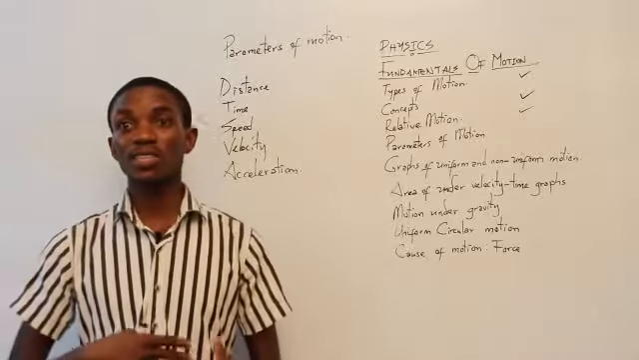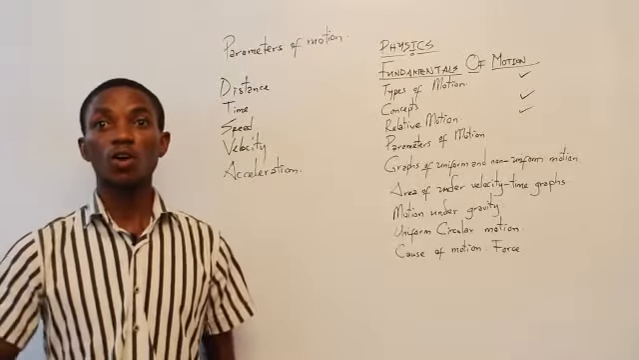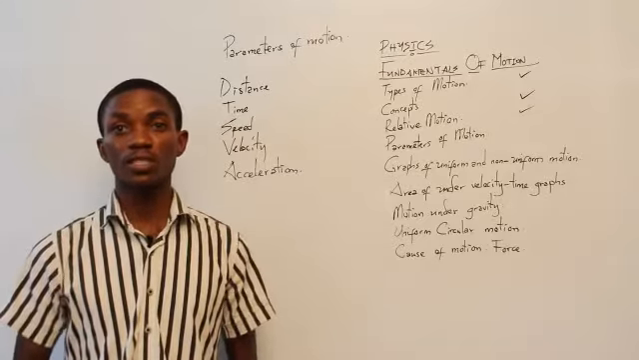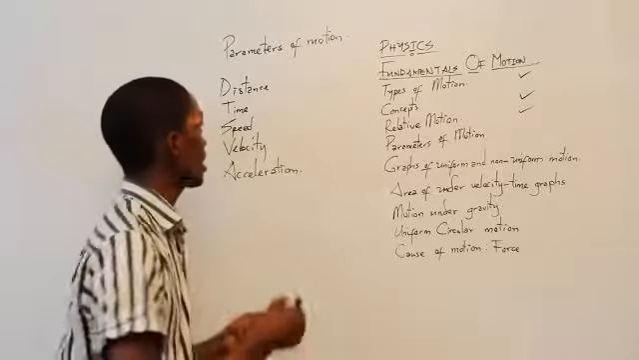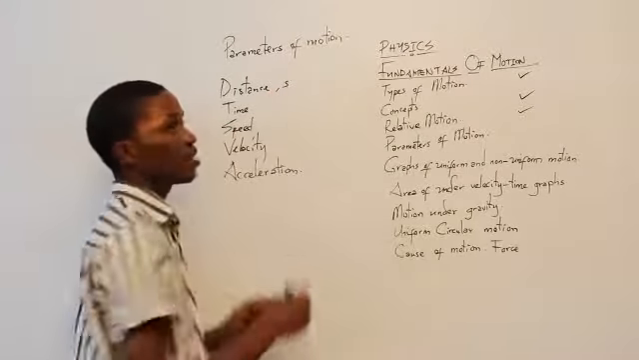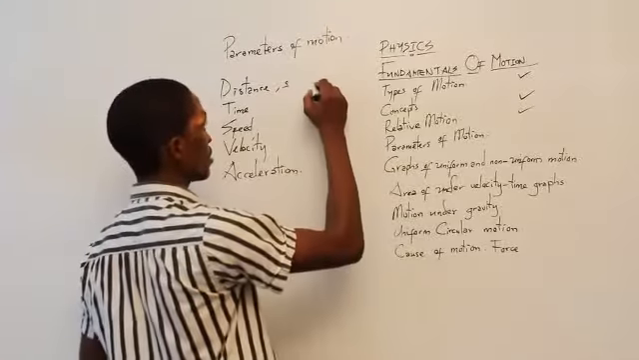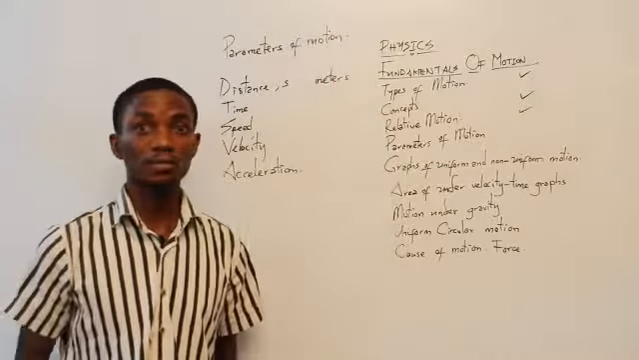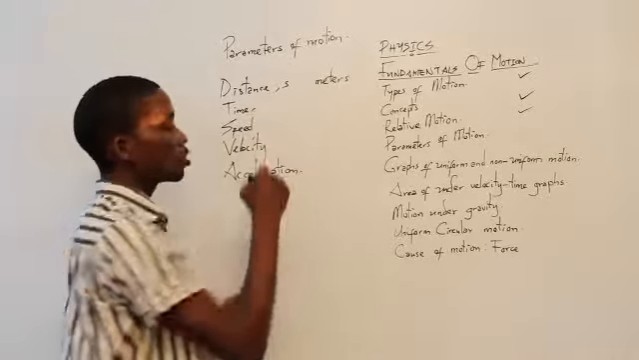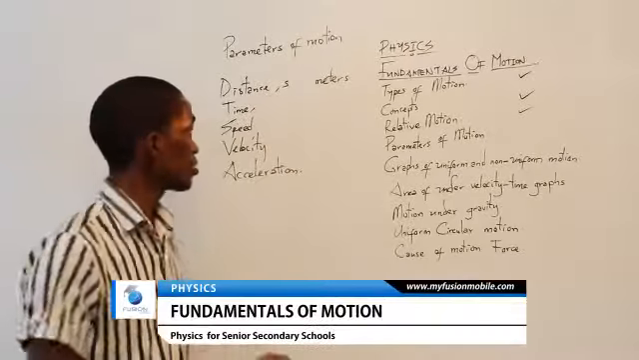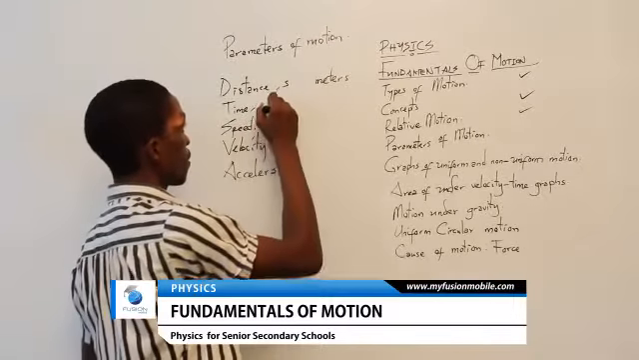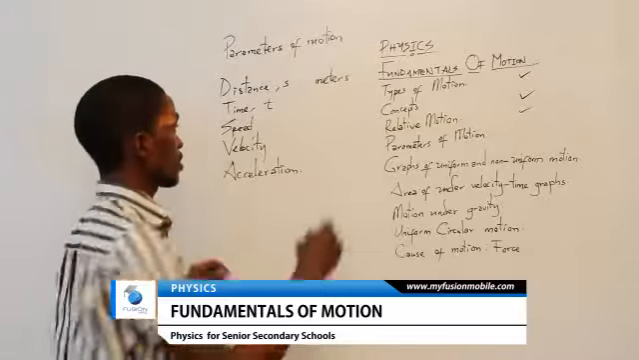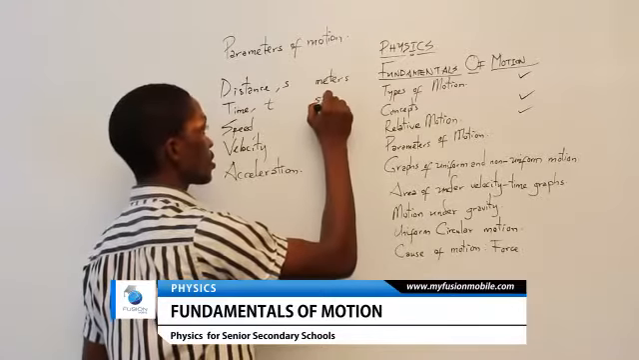Distance talks about the space or the length between two points. It is usually represented with an S, and it is measured in meters. We have time, which is the duration between two occurrences. It is indicated by a t, and it is measured in seconds.